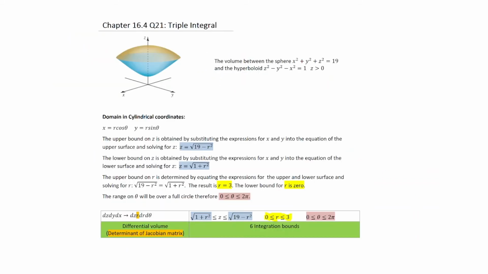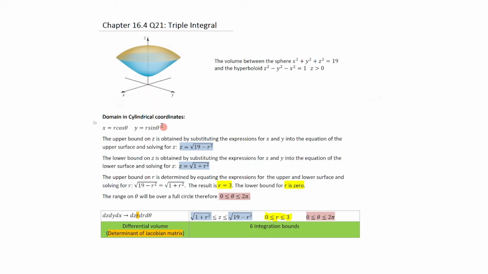All right, so let's basically look at another example. This is to calculate the volume between the sphere, which is this part, x squared plus y squared plus z squared equals 19, and the hyperboloid, at least one section of the hyperboloid, which is z squared minus y squared minus x squared equals 1, z greater than 0. So obviously we're only talking about the top portion here. There's another flip side on the bottom side.